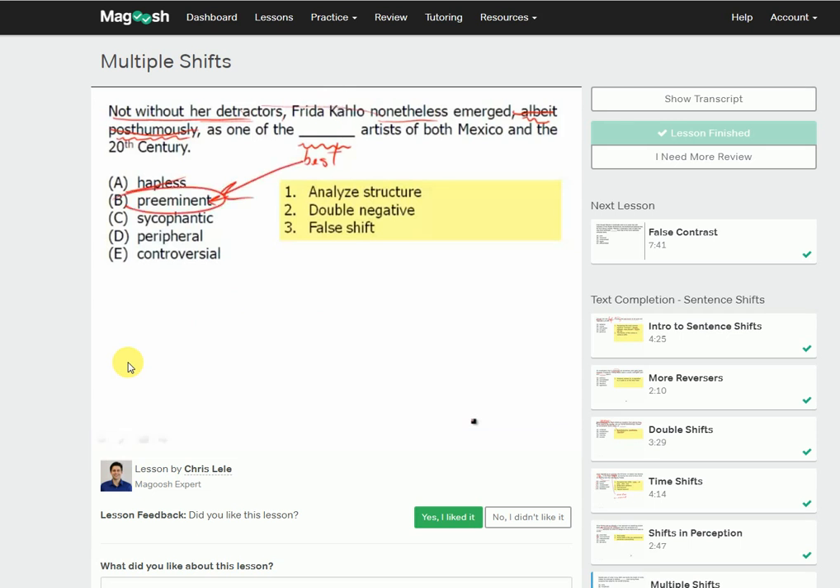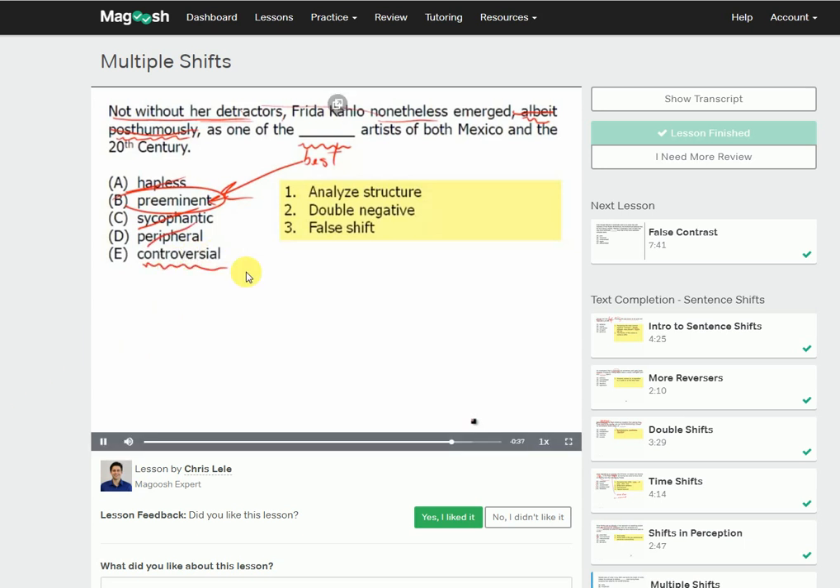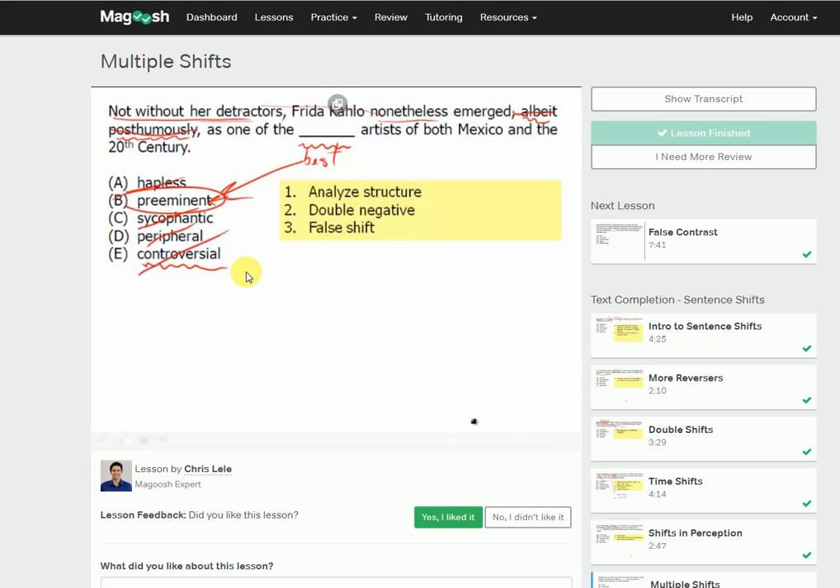So there's our answer. Sycophantic means she's fawning. She's kissing up to people. Doesn't work at all. Peripheral means second rate. Controversial, well, yeah, she could definitely be a controversial artist, but there's no context backing that up. And there, again, is our answer, preeminent.